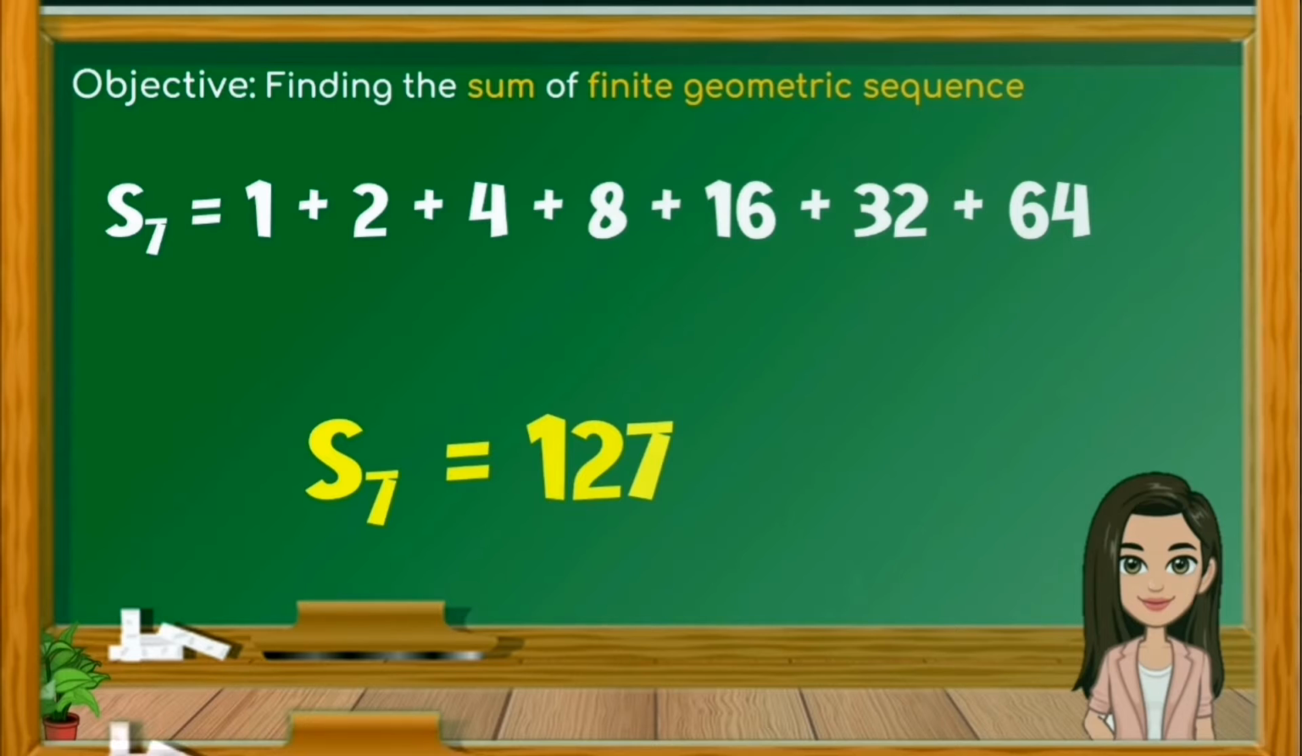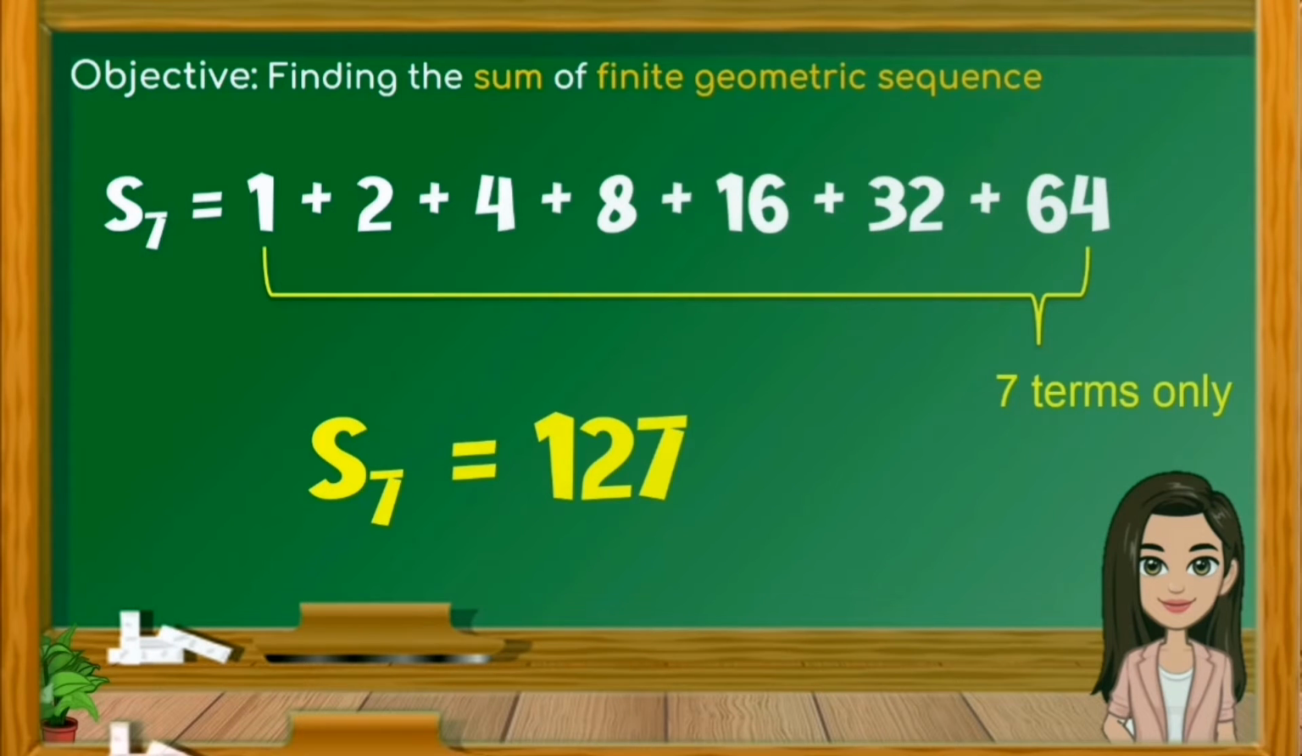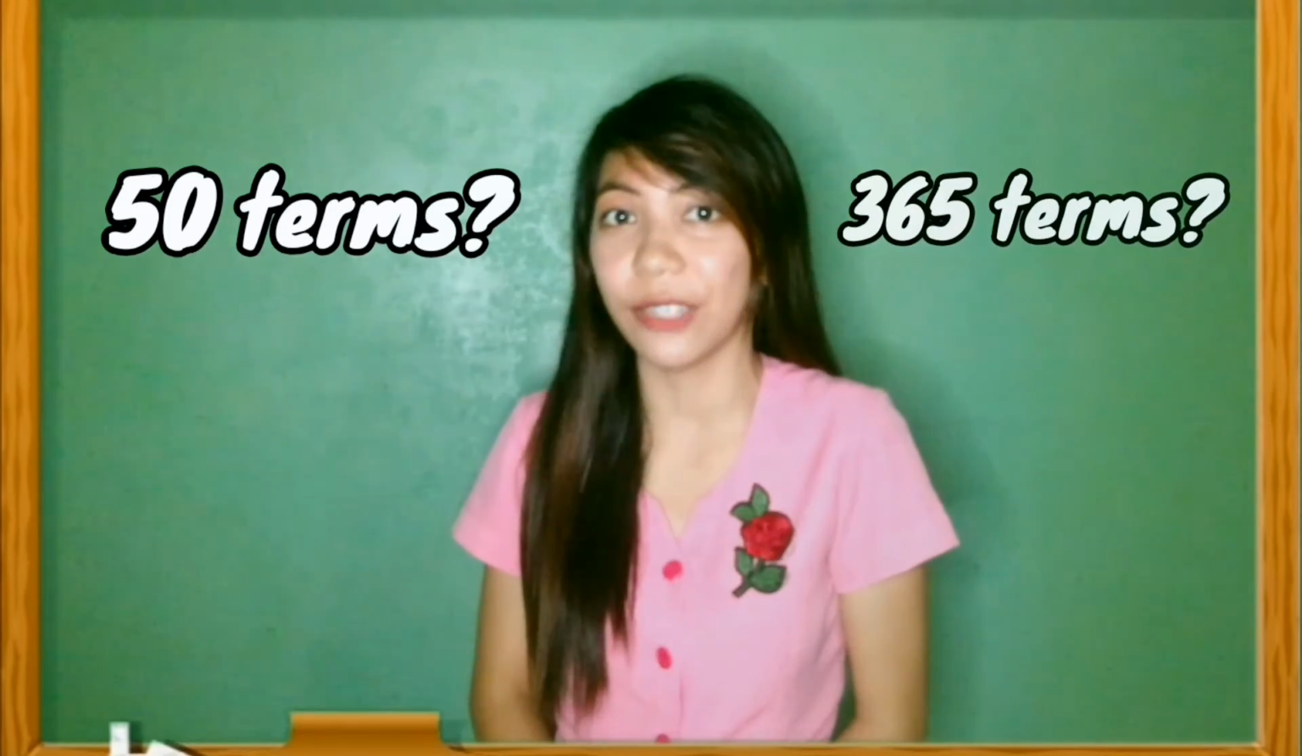Easy, right? And yes, it is easier to just add them in this example as there are only 7 terms. How about long-term savings? Imagine adding 50 terms or 365 terms. Then the formula is much easier.